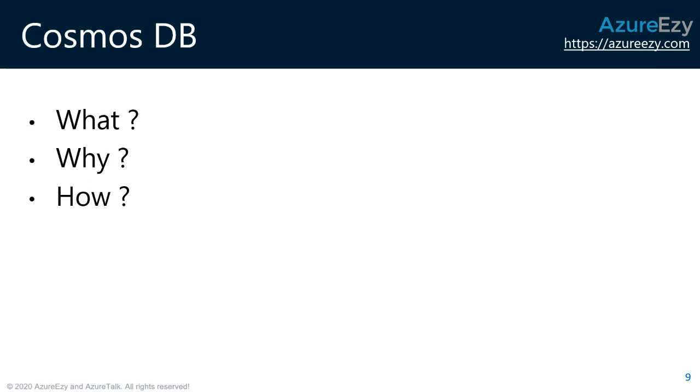Cosmos is a PaaS service, platform as a service, or managed database as a service. To be specific, it's a cloud-based NoSQL database as a service. Microsoft describes it as a globally distributed multi-model database service for mission-critical applications. So what did we understand from this definition by Microsoft? Let's break it down.